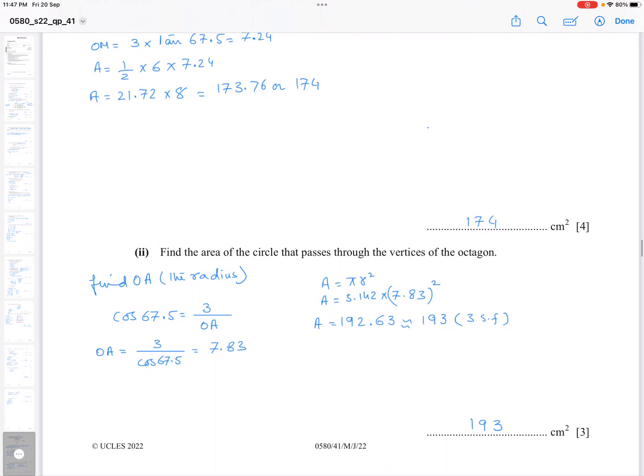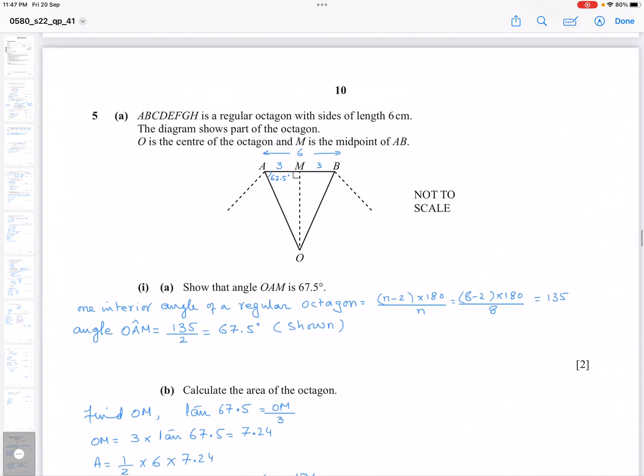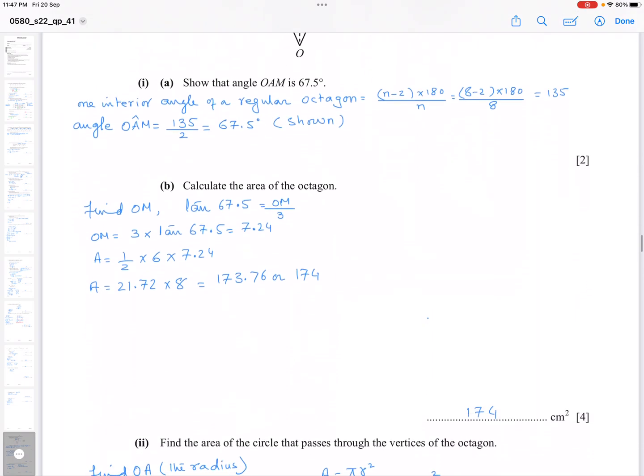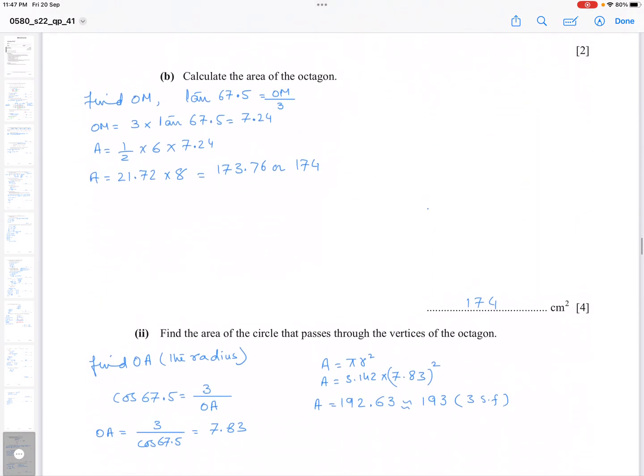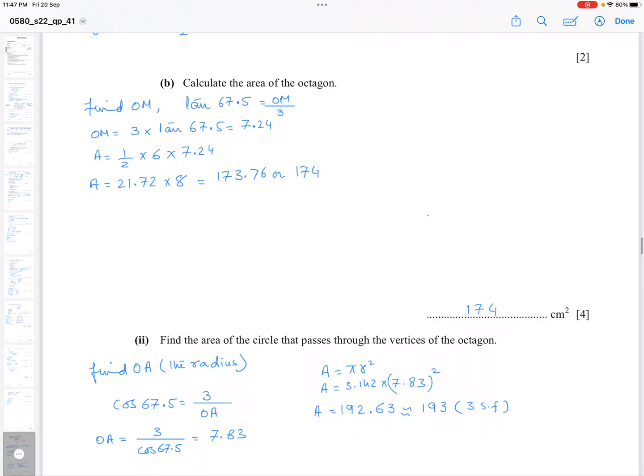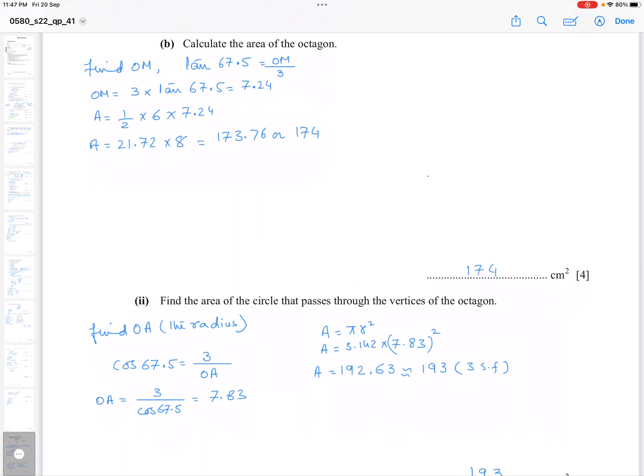OA can be found by using the same right angle triangle, and you can use cos of 67.5 equals base over hypotenuse. So base is 3 and hypotenuse is OA. Make OA the subject, so OA would be equal to 3 over cos of 67.5, which is 7.83.